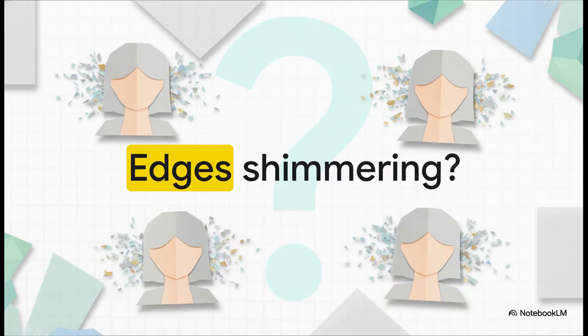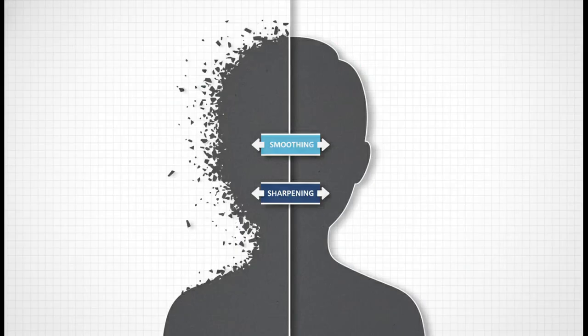So what do you do when you see that classic, super annoying shimmer along your shoulders or your hair? Okay, here are your quick fixes. Most tools will have a smoothing or temporal stability setting. Find it and turn it on. Sometimes the problem is actually that your camera's own sharpening is turned up way too high, creating these crunchy edges that just confuse the AI. So try turning that down a bit.